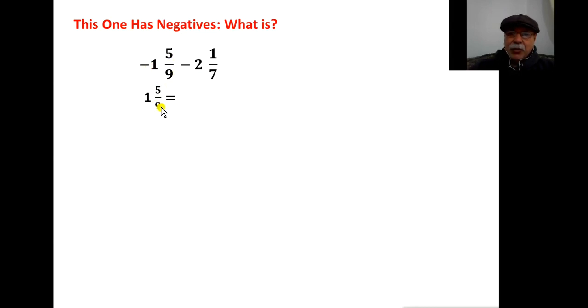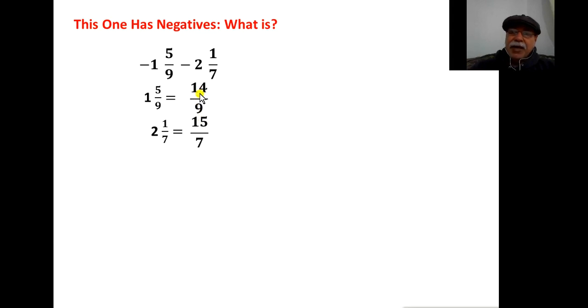Now 9 times 1 is 9 plus 5 is 14. I get 14/9. I just convert this to an improper fraction. I get this again without the symbol: 7 times 2 is 14 plus 1 is 15/7. Also 15/7. I convert this.